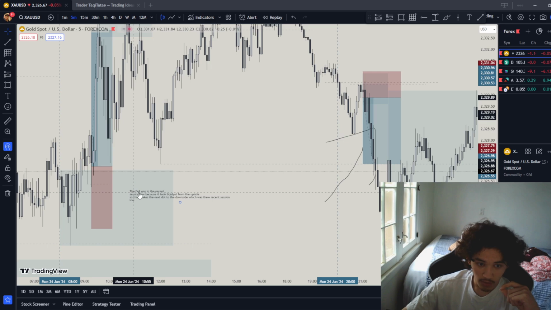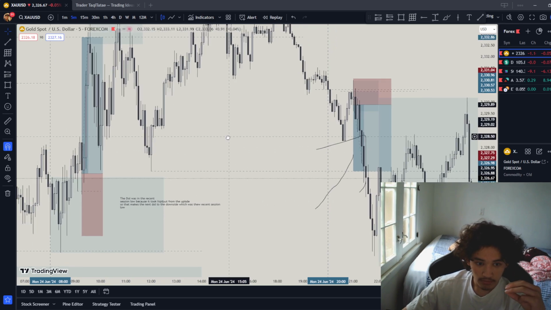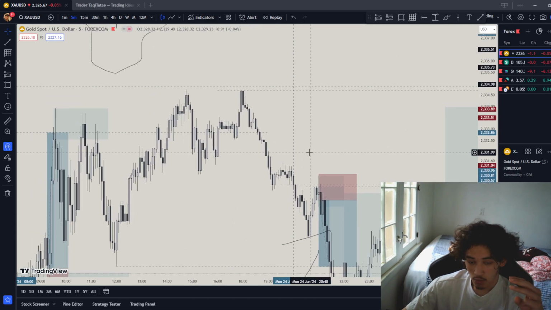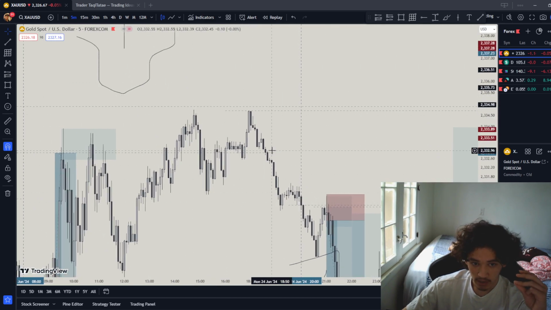So the drawn liquidity was the recent session low because it took liquidity from the buy side, right? So that made the next drawn liquidity to the downside, which was the recent session low. So what did we go sell on this, right? If you can see the higher time frame, right?